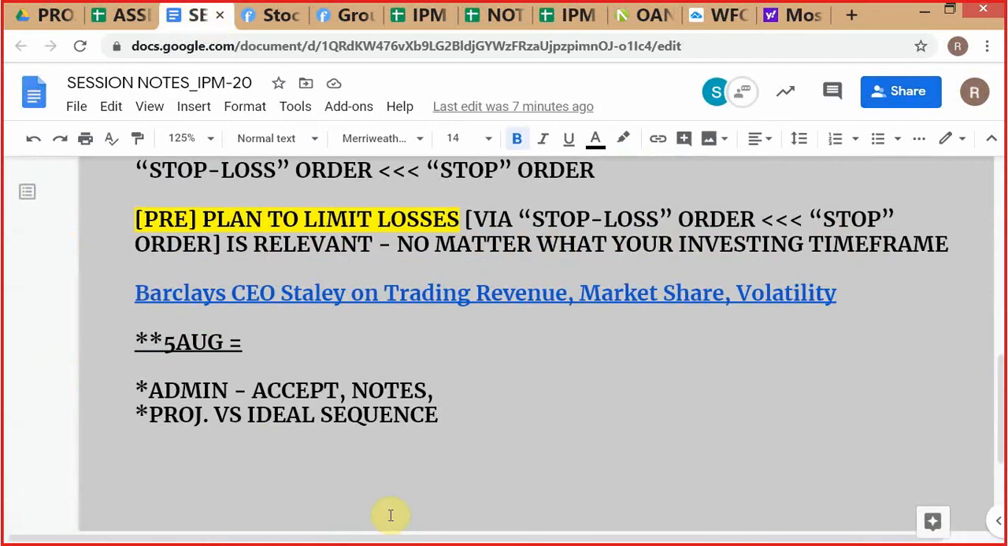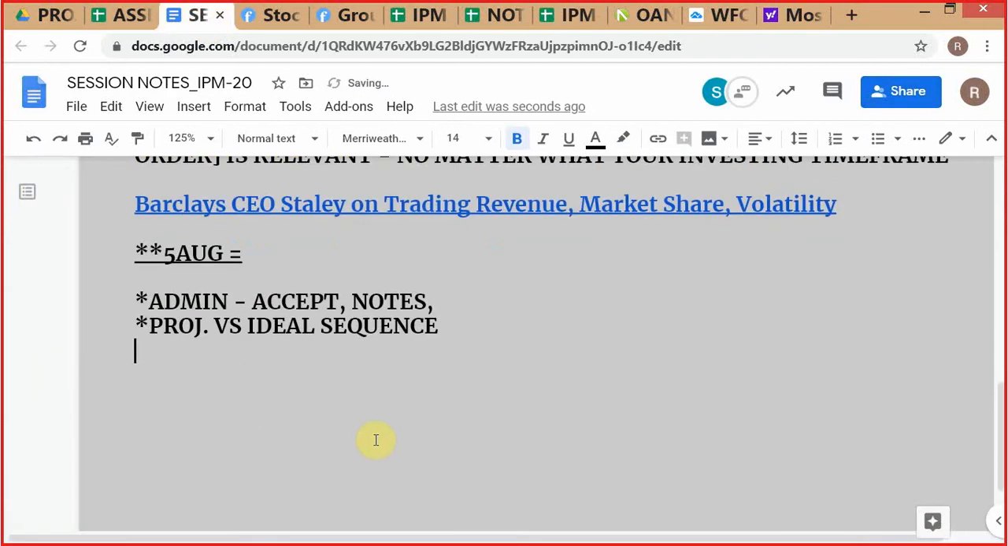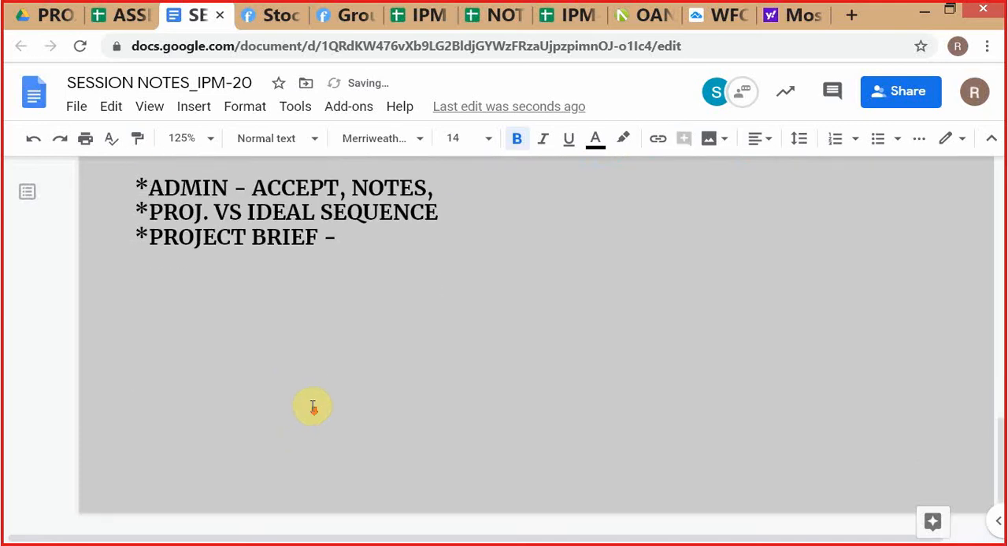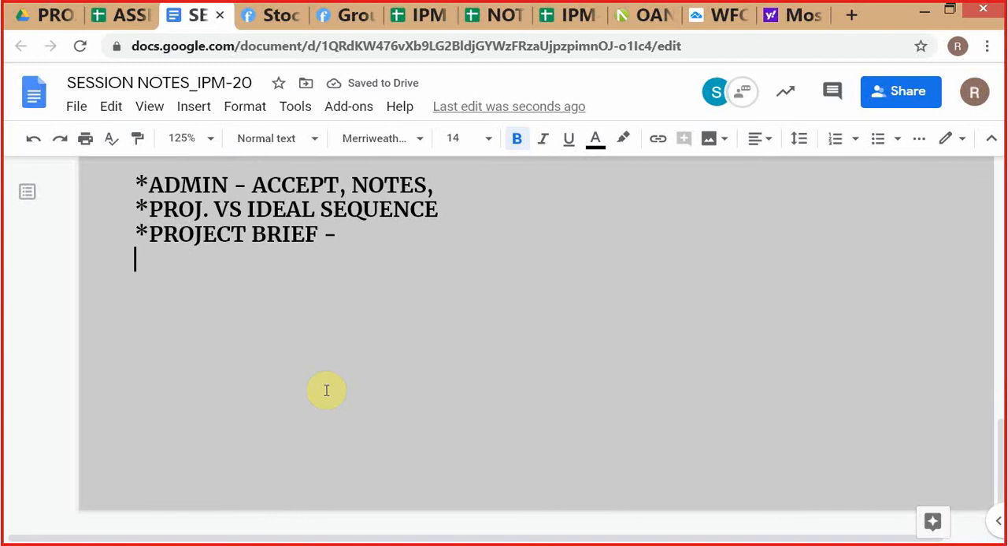So let's look at this problem initially. Let's look at the project brief. Now we are going to do a sort of discussion on the project brief. So you are given a certain amount of money, a certain amount of money is given to you by an investor.